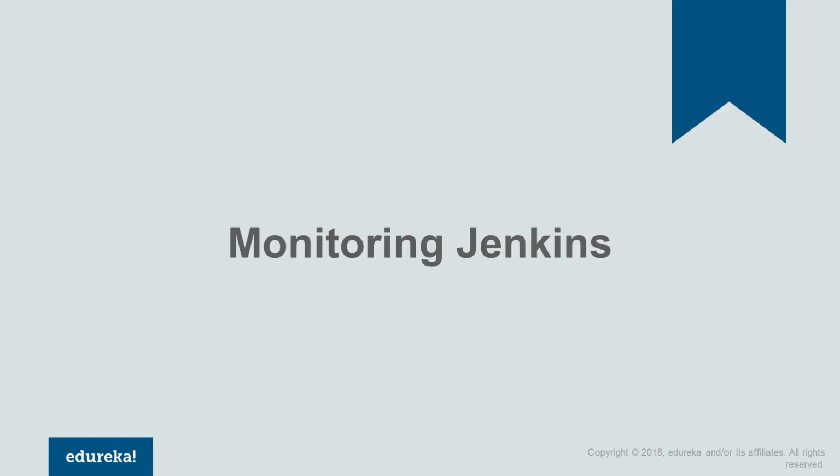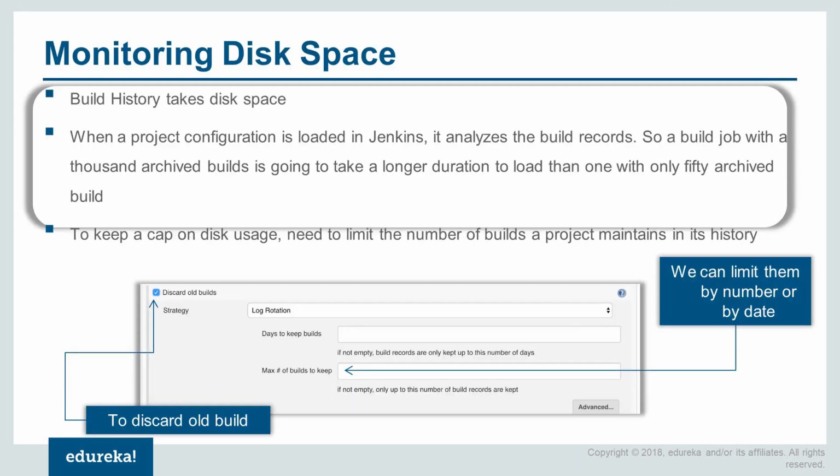So the first thing is to understand how to do monitoring in Jenkins. Monitoring disk space, why is it important? Because when we talk about Jenkins, we are talking about multiple builds of a job, and each build takes some space, and over a period of time it grows and grows, and it might make your Jenkins server very slow. It is therefore very important to do log rotation and make sure that you remove the old and unnecessary builds from the Jenkins master.